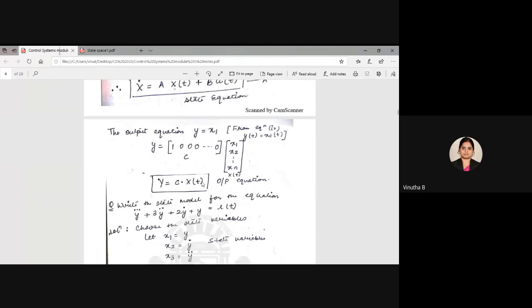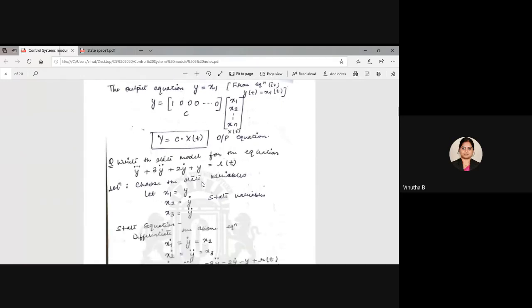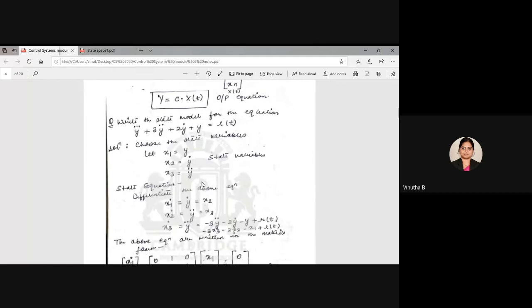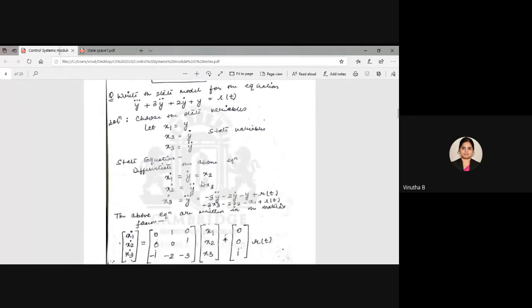So we just have C into x of t. Okay. Now write the state. We'll take one example and we will solve. Then you can easily understand the general structure of the state model. So write the state space model for the equation.